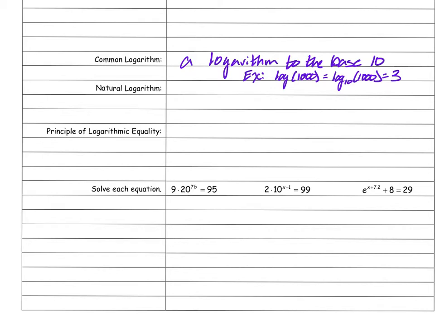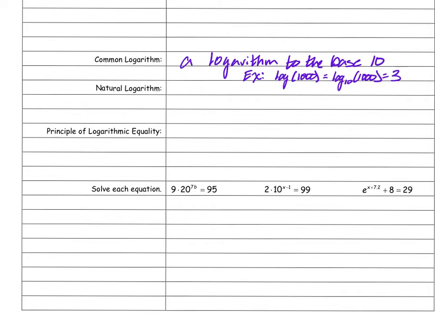So anytime you see a log without a base, it's base 10. They just don't put base 10 because they just assume that you guys know that. Now you guys know, but they're going to assume that you know that if it doesn't have a base, it's base 10. Please remember that. If it does not have a base, it's base 10. So that's our definition of a common logarithm.